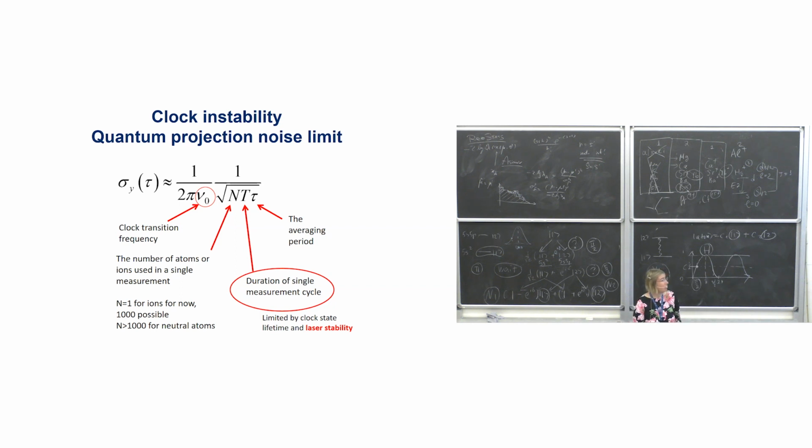Then the number of atoms, yes, for ions, n is 1. For neutral atoms, it's about 1,000, so it's automatically better. And it is a problem, but there are ways to mitigate it, and people are already on the way of actually making multi-ion clocks. It's really a technical issue, so that's why they're operating with a single ion.